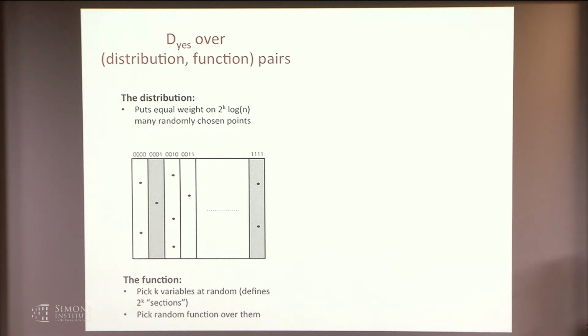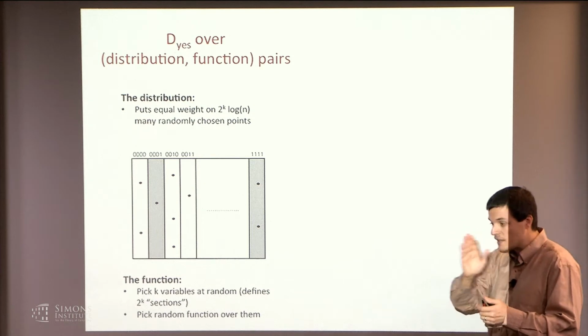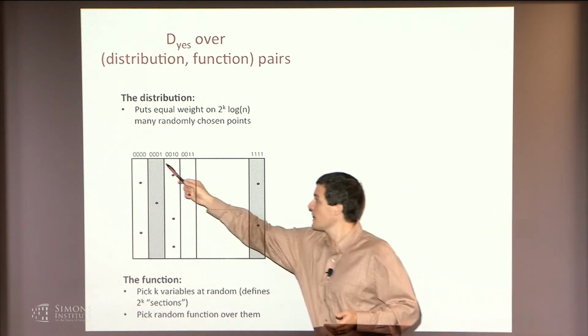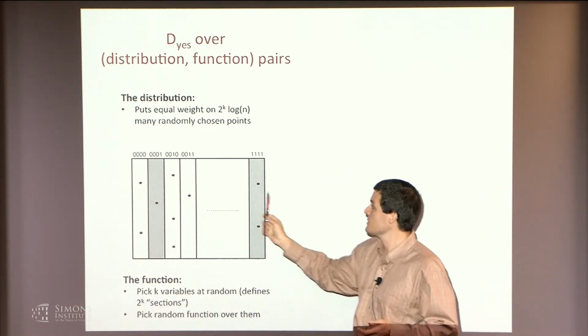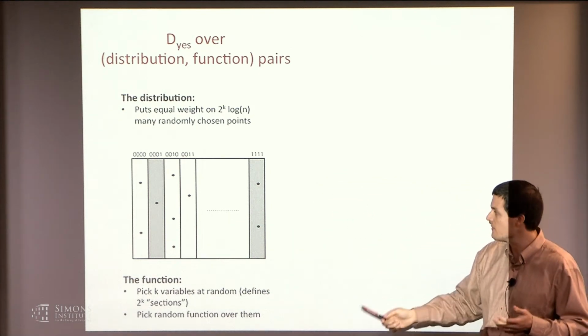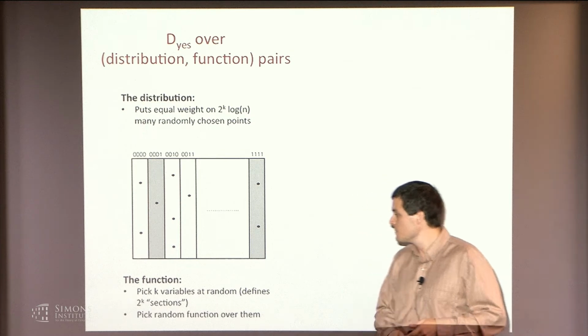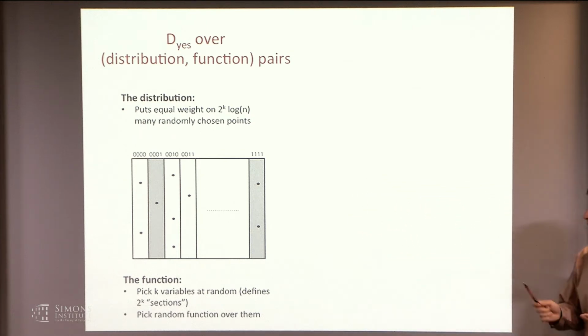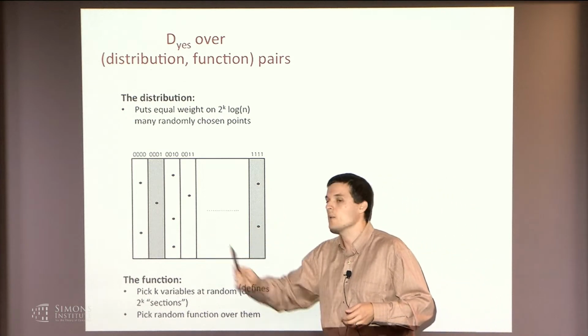You pick a random k junta. So you choose k variables uniformly at random. Given the identity of those k variables, there's 2 to the k possible settings for those variables. The picture is supposed to illustrate the different possible settings of the relevant variables. We think of these as sections into which the Boolean cube has been chopped up. And we just pick a random function over those. So we just color each section, toss a coin, and color it black or white.